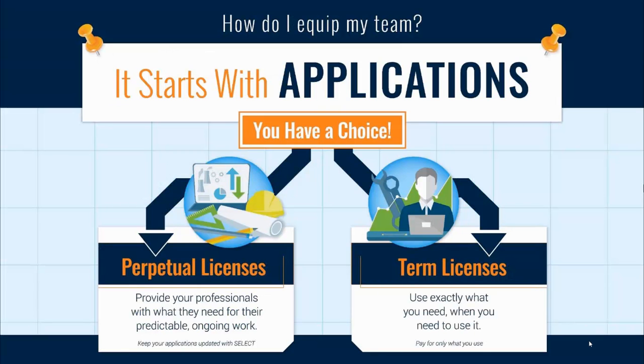So how do project delivery and owner-operator organizations equip their teams? It starts with applications, and with Bentley, you have a choice. You can purchase perpetual licenses to provide your professionals with what they need for their predictable, ongoing work. And your applications are kept continuously updated through Select. For spikes in your work, you can also choose term licenses. With term licenses, you use exactly what you need when you need to use it, and you only pay for what you use. With Bentley, you have a choice.